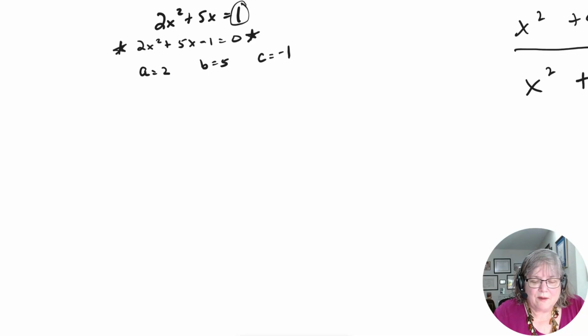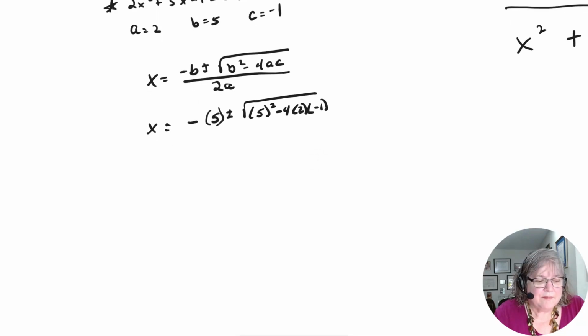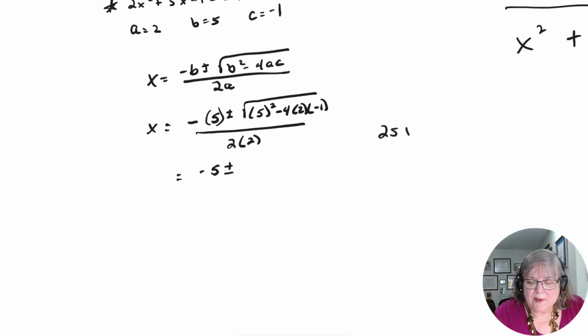All right. So x equals minus b plus or minus the square root of b squared minus 4ac all over 2a. So x is minus b, which is 5, plus or minus the square root of 5 squared minus 4 times a times c, all over 2 times a. So it's minus 5 plus or minus, now this is 25 plus 8, so this is the square root of 33 over 4. And this doesn't reduce at all, okay?